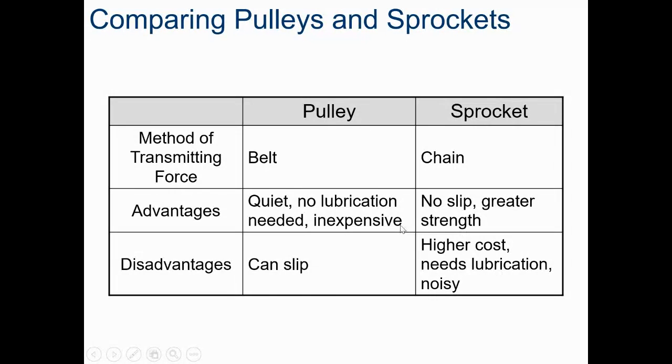Disadvantage for a pulley system is that it can slip. And if you've ever had a slipping belt on your car, it makes all kinds of crazy noises because it's just slipping and creating high frequency noise. And where would that be a problem? Well, it's only going to be a problem if I really need precise rotation. I need both things to rotate at the exact same speed and always stay in the same orientation to each other, relatively. Then it's a problem.